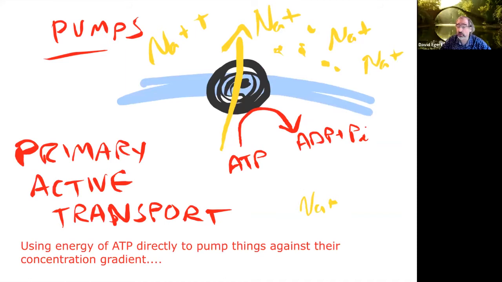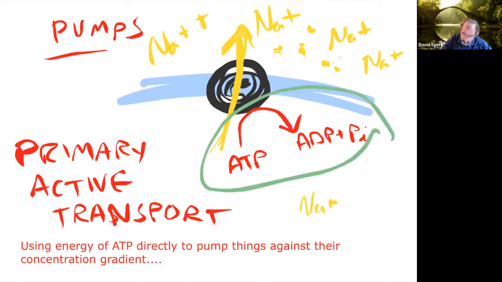It's just using the energy of ATP directly to pump things against their concentration gradient. Like in this example, there's already a lot of sodium outside. Sodium does not want to go outside because the diffusion gradient is pulling it back in. So I have my special little pump here, which is coupled to breaking down ATP, using this energy to push it against its concentration gradient.